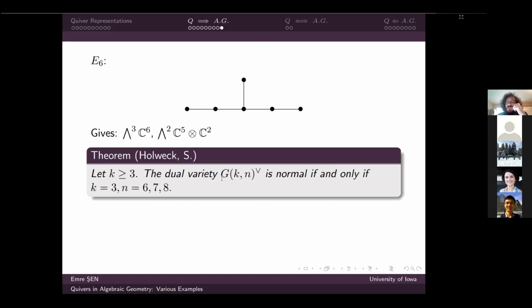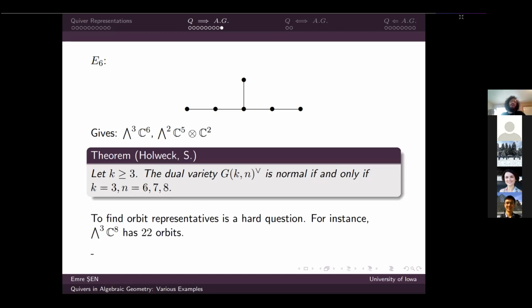exceptions? In the case of Grassmannian, it is normal. Normal means that the singular locus is codimension 2 in the hypersurface, if and only if we have these exceptions. So all these exceptions are coming from, one of them comes from E6, the other two come from E7 and E8. So this is one nice application of the quivers in this setup.